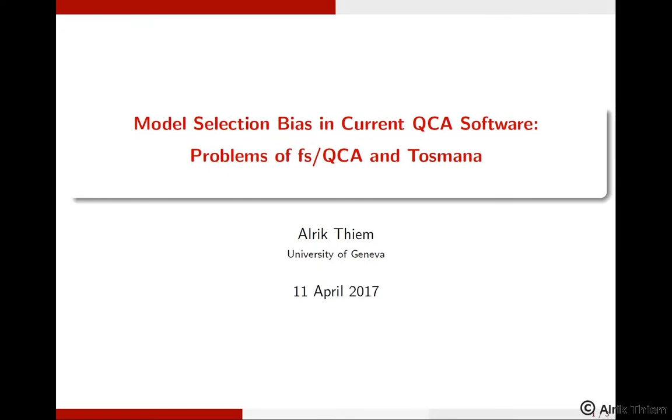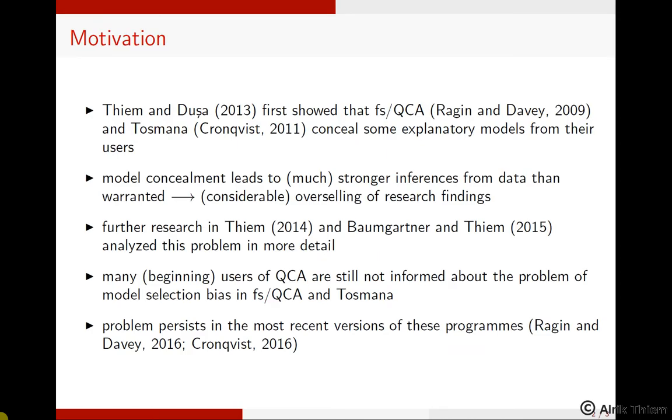Hello and welcome to this video presentation titled Model Selection Bias in Current QCA Software, Problems of FSQCA and Tosmana. The motivation for this video is a paper that I have actually already published in 2013, which first showed that FSQCA, the software by Charles Ragin and Sean Davey, and Tosmana, the computer program by Lasse Cronqvist, concealed some explanatory models from their users. That is, these two programs only showed a subset of all the models that fit the data equally well to the user.